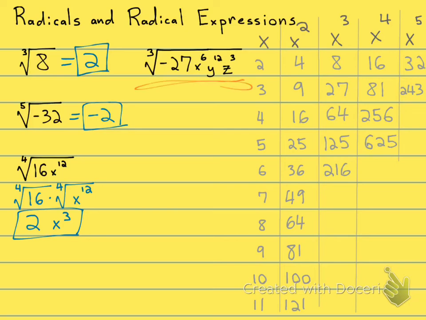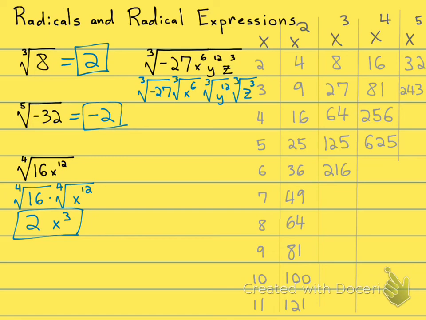Now let's look at this one. I am going to split this up into 1, 2, 3, 4 radicals. So it's going to look like this. Cubed root of negative 27 times the cubed root of x to the 6th times the cubed root of y to the 12th times the cubed root of z to the 3rd.